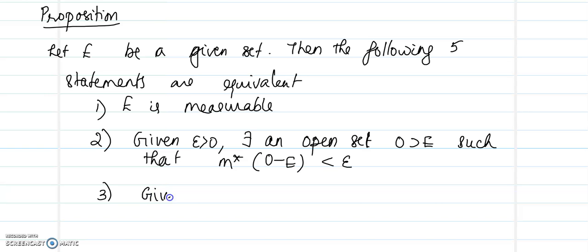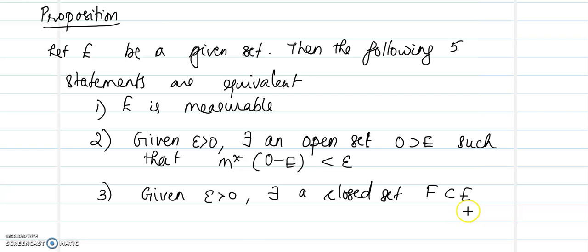And again the next result is using a closed set. Given epsilon greater than 0, there exists a closed set F contained in E such that m star of E minus F is less than epsilon. So if we can find a closed set F such that for given epsilon greater than 0, m star of E minus F is less than epsilon, then in that case again E is measurable. So that is the second condition.